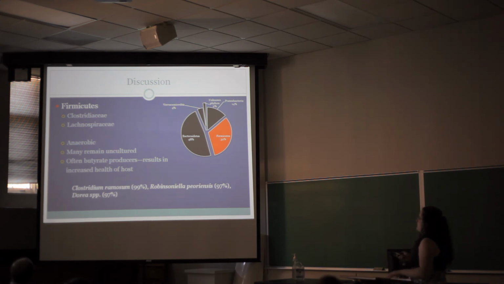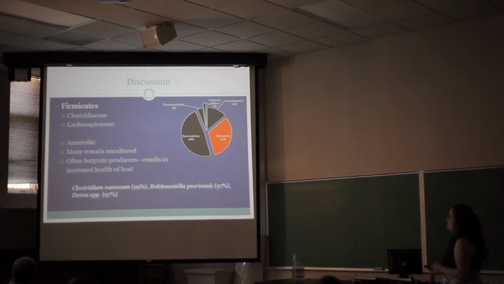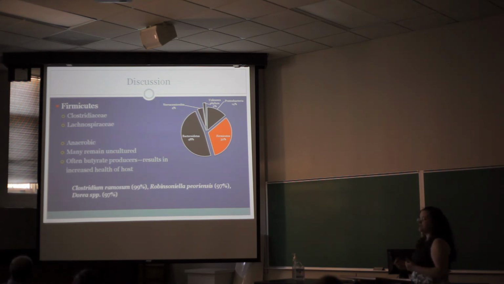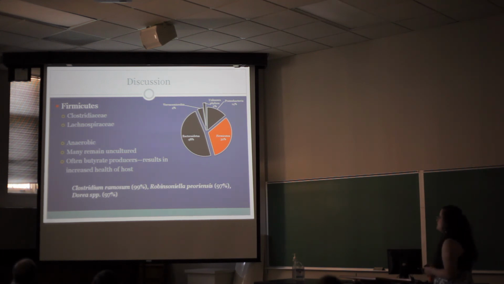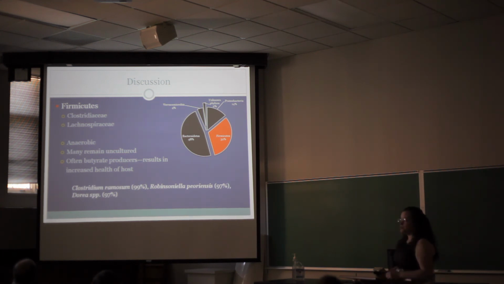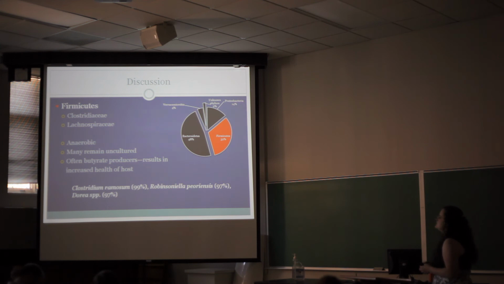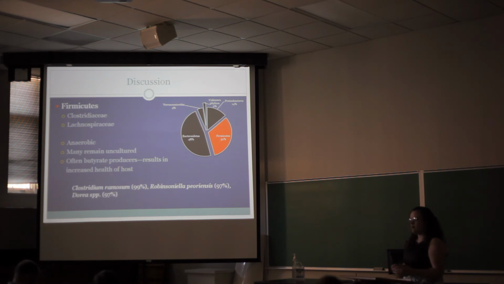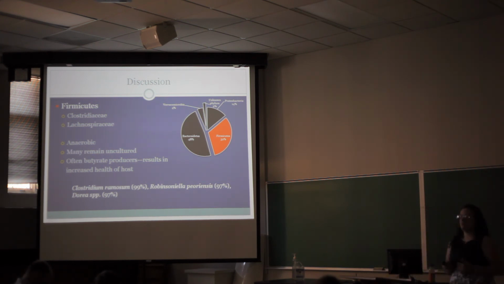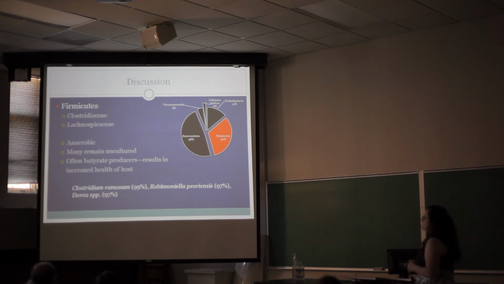The second largest group that I found were my Firmicutes, which made up 32% of my samples. These included the families Clostridiaceae and Lachnospiraceae. These are also usually obligate anaerobes. Many of these still to this day remain unculturable, so it would be very difficult to find these if you were doing simply culture-dependent techniques. Many of the organisms within this phylum are butyrate producers, and usually when you find butyrate producers within the intestinal tract, the organism is healthier. That is because the colonocytes within the intestines prefer to use butyrate as an energy source, so usually there is increased health.